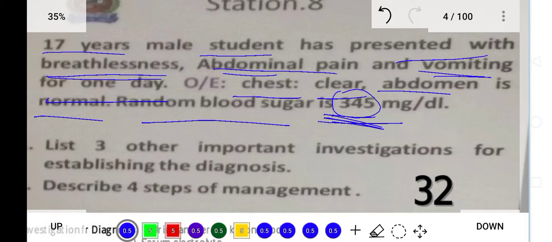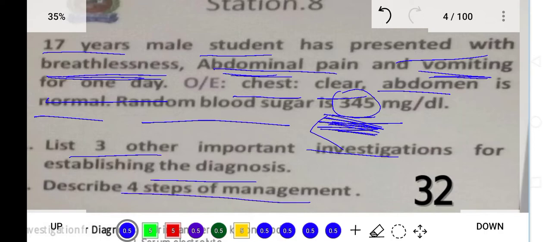In diabetes, what are the two most common conditions that happen? Either hypoglycemia or hyperglycemia. In hypoglycemia, the patient becomes unconscious, but here there is hyperglycemia, as well as abdominal pain, breathlessness, and vomiting. So what can be suspected? Three important things: investigation, diagnosis, and the steps for management. So in hyperglycemia with abdominal pain, vomiting, and breathlessness, we can suspect the patient has diabetic ketoacidosis.